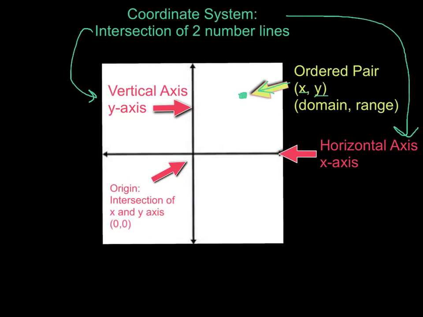I've also used the words domain and range, which we will learn more about later, but domain coordinates with x and range coordinates with y. And here, where they intersect, that's called the origin, the intersection of the two axes, which is the point (0, 0).